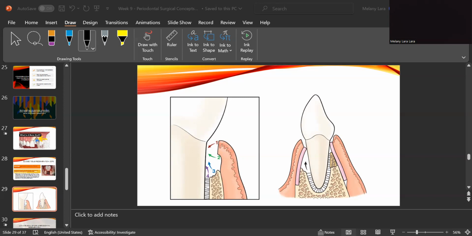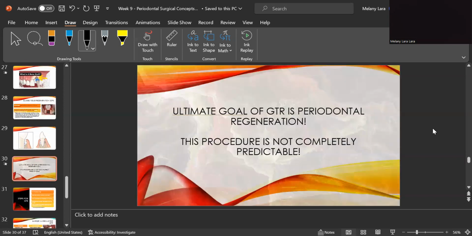So the ultimate goal of GTR is regeneration. That's our whole goal. And if we can get regeneration, we tend to get pocket reduction as well. So it can give us that, which is nice, without actually resecting and removing the tissue.